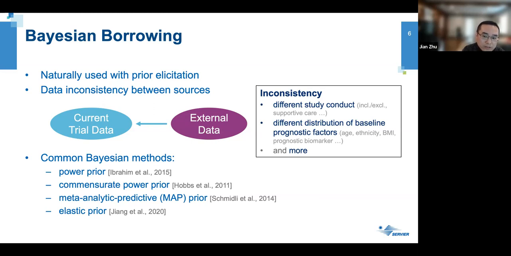And I know that there's some exciting development even in accounting for these unmeasured reasons or inclusion criteria. Now, the common methods from the Bayesian framework, we just listed a few here, including the power prior, the commensurate power prior, and meta-analytic predictive prior approach, and most recently also the elastic prior. They may not necessarily focus on the aggregated data, but I think in the past, a lot of them were applied to aggregate data, especially the summaries of data from literature, from papers, probably due to the lack of individual patient data in the earlier years. Next, please.